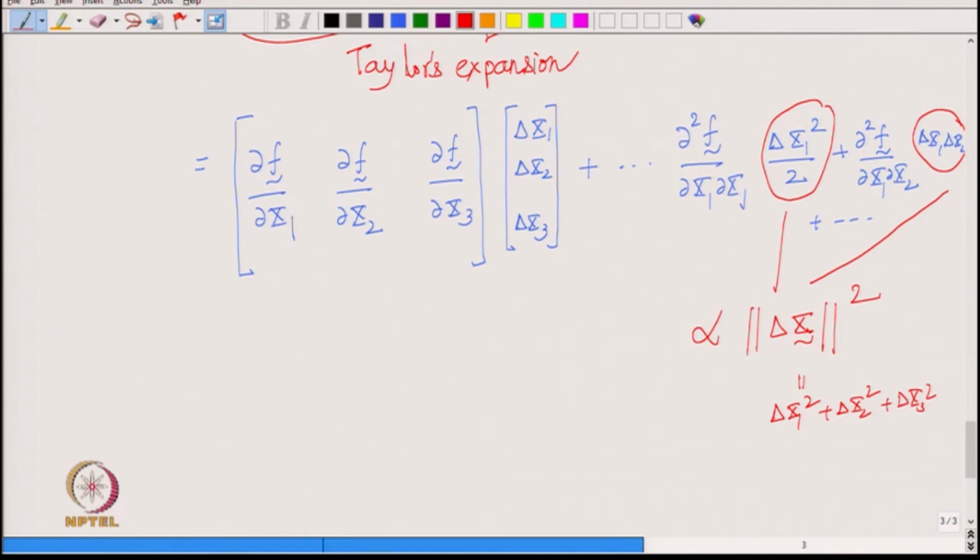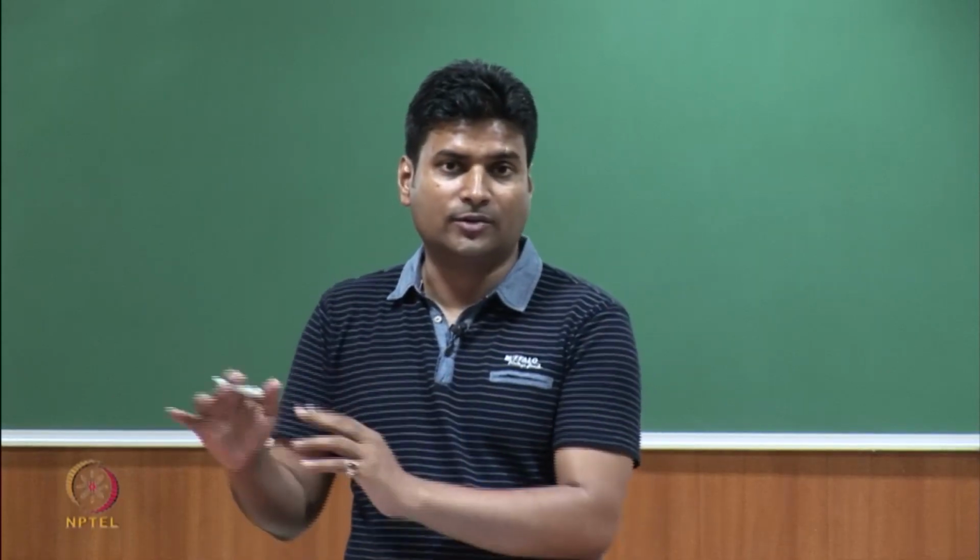The red circles that you have here, you see these ones and these ones, they also have quadratic combinations, and then you have even higher order terms, del 3 f by del x 1 del x 1 del x 1 into delta x 1 whole cube by 3 factorial, is not it. So, they are all higher order terms.